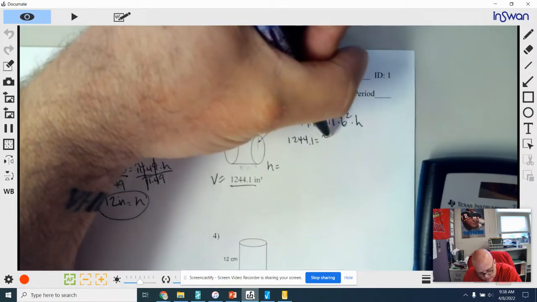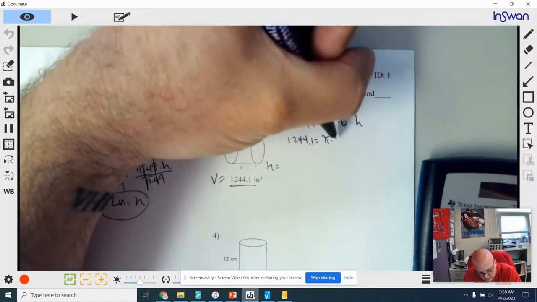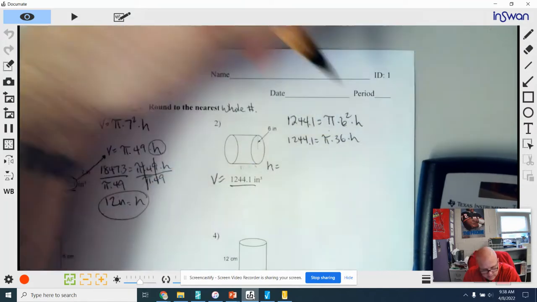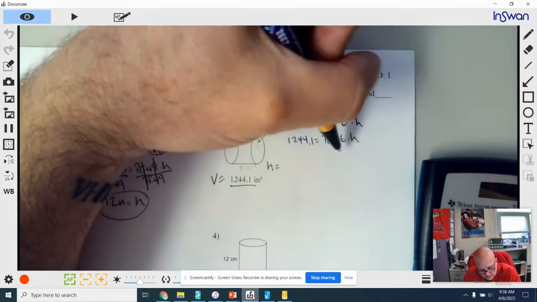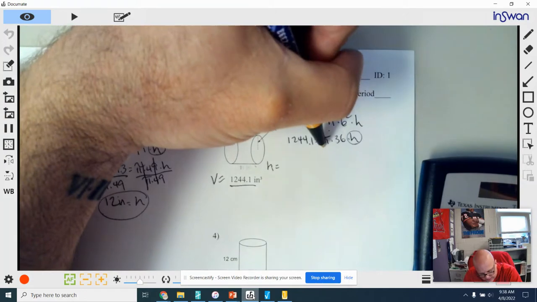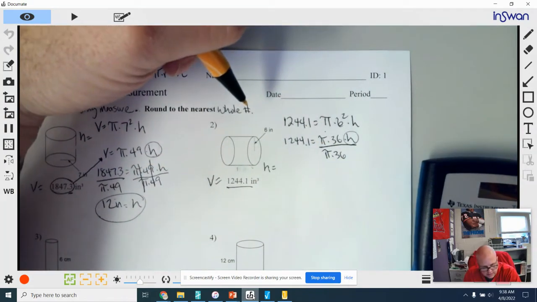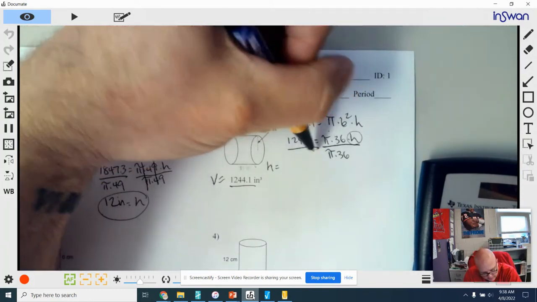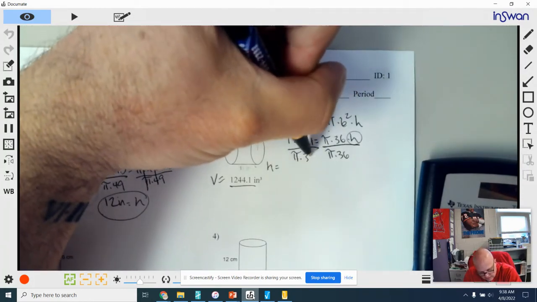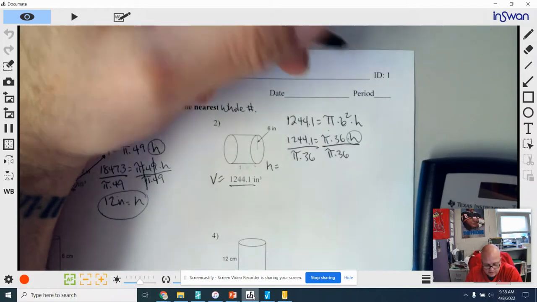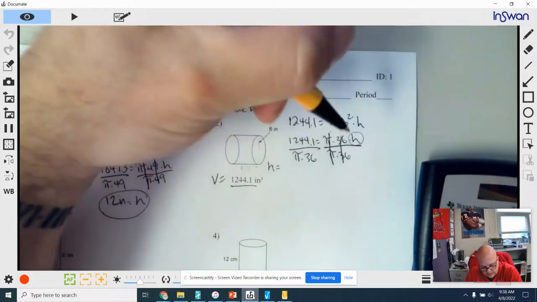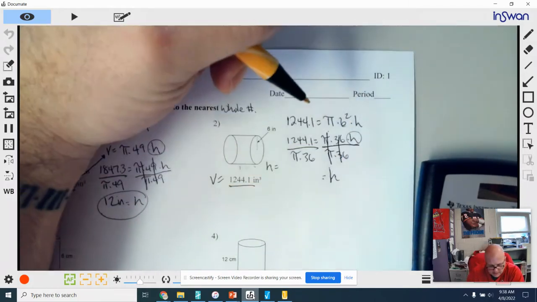1,244.1 equals pi times 6 squared, which I know is 36, times h. Okay, I want to isolate that h, so that means I need to do just like I did the last problem, divide by those two numbers there, pi and the 36. Come over here, do the same thing, divide by pi and 36. So my pi is canceled, 36 cancels, you're left with h on the right side.